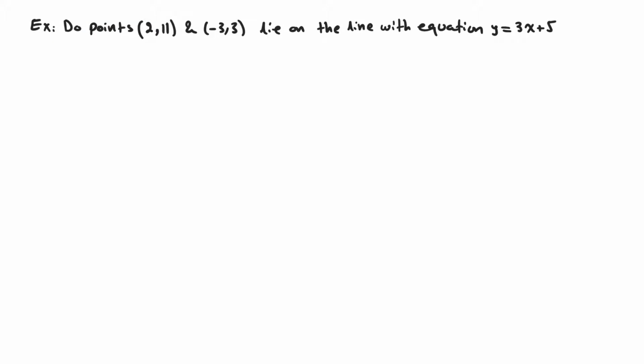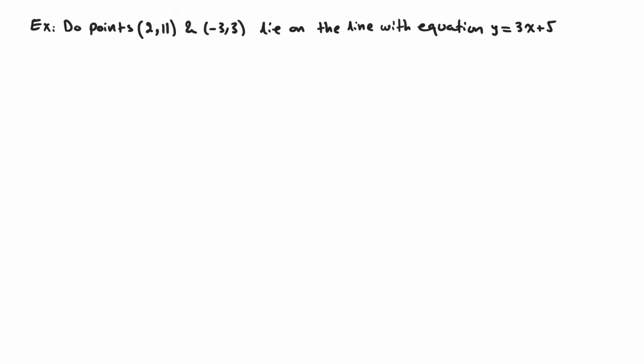The example says, do points (2, 11) and (-3, 3) lie on the line with equation y is equal to 3x plus 5? So we're just testing over here to see if this point over here can be on this line, or can this point over here be on the line. So we know that in this equation over here, we have the y coordinate, the slope, the x coordinate, and the y-intercept. So I know that the values 3 and 5 will never change, and I can use any x value to figure out what the corresponding y value is for an individual point.